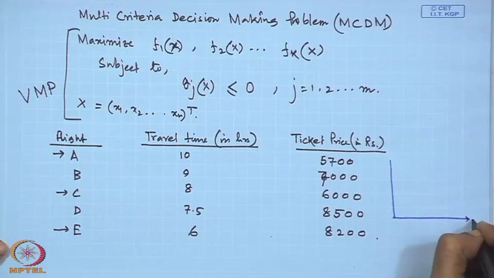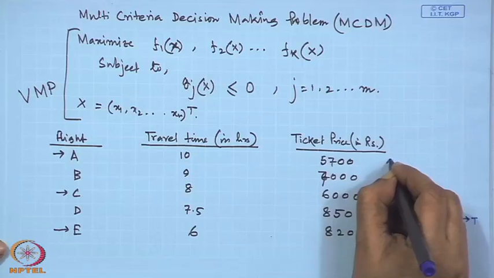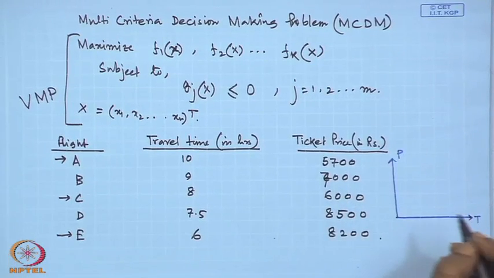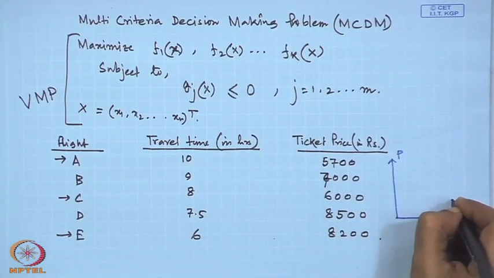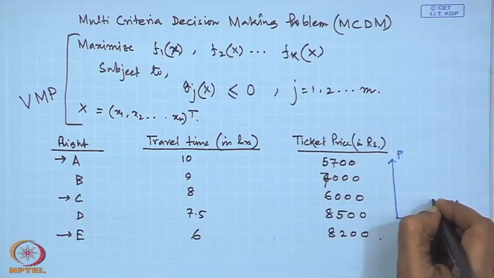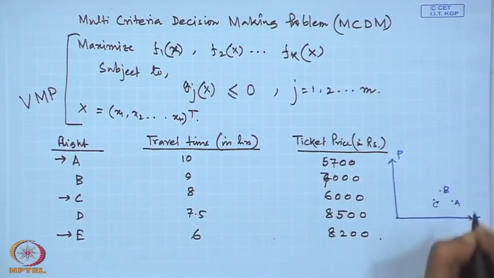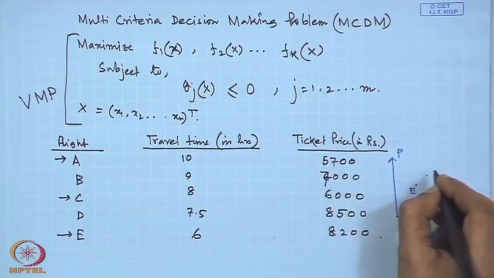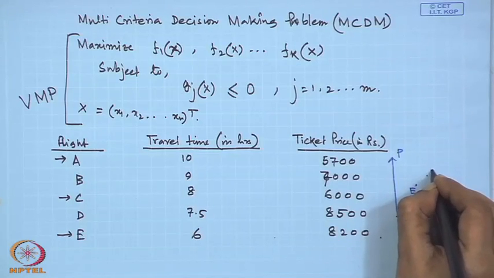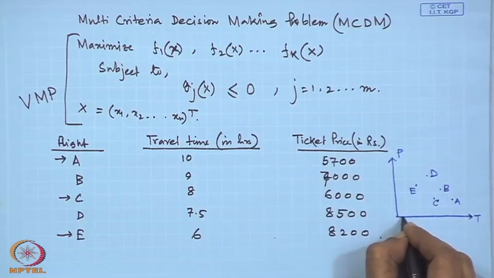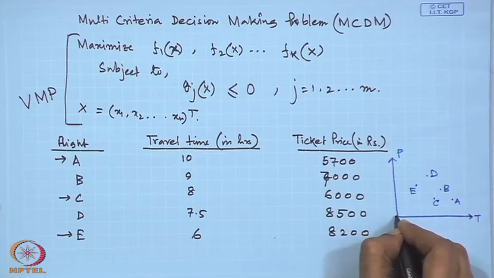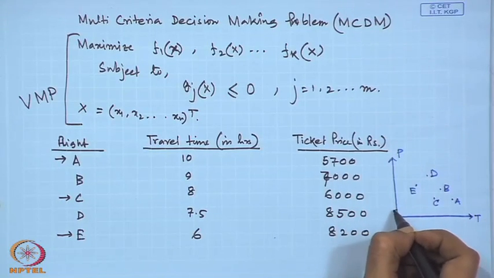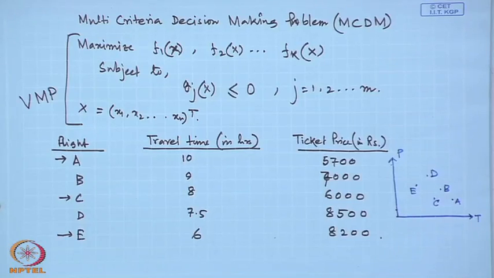On one side the travel time, on another side let me put the price. Then option A here, option C is here, but B is here, here is A, E, and here we will get D. If I put a scale from 0 to 10 here and here from say 5,000 starting from here, it goes up to 9,000, and this is the figure for this.